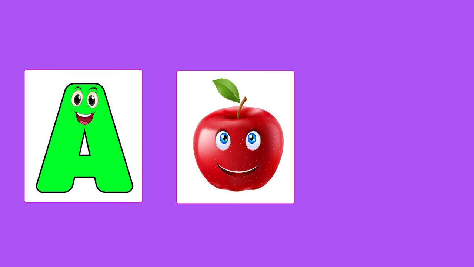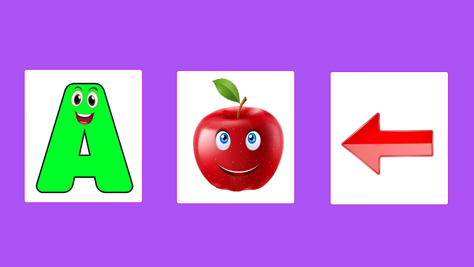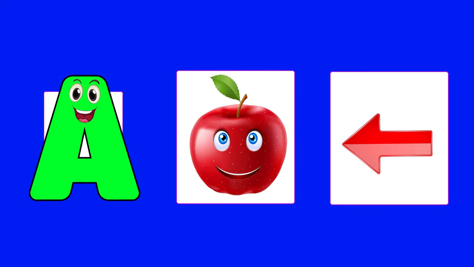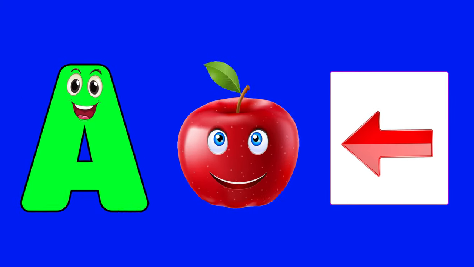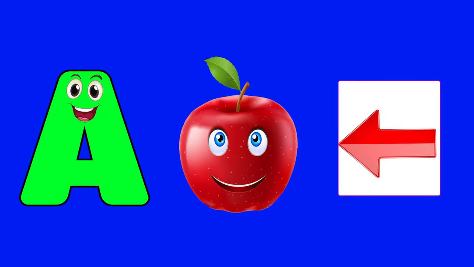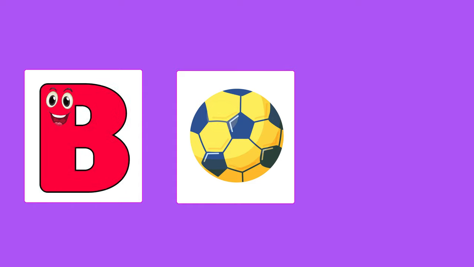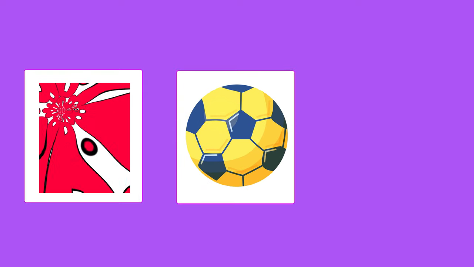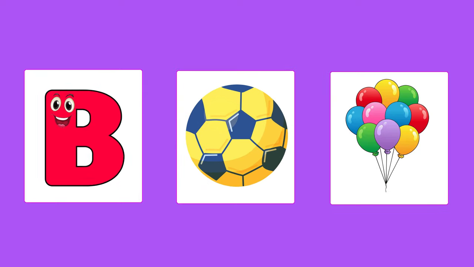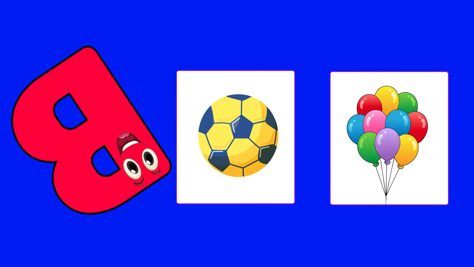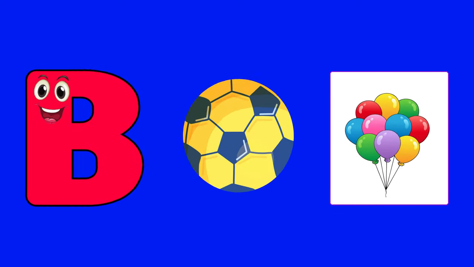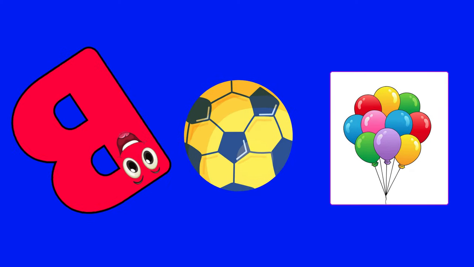A is for apple. A, a, apple. A is for arrow. A, a, arrow. B is for ball. B, b, ball. B is for balloon. B, b, balloon.